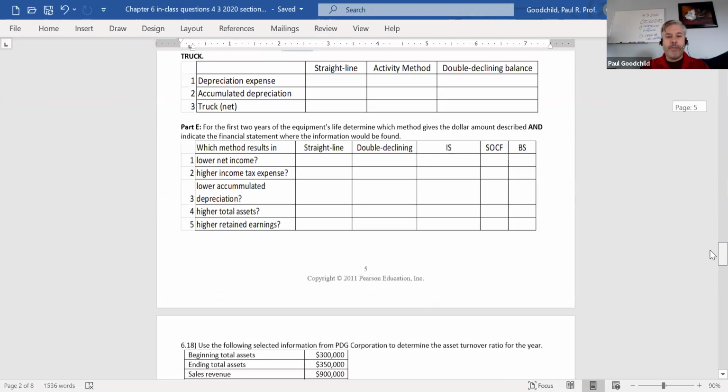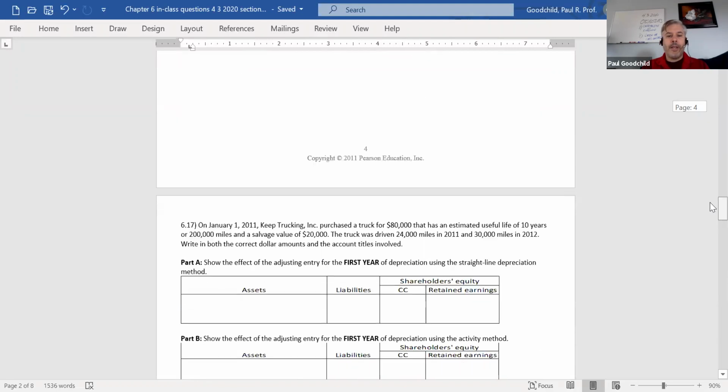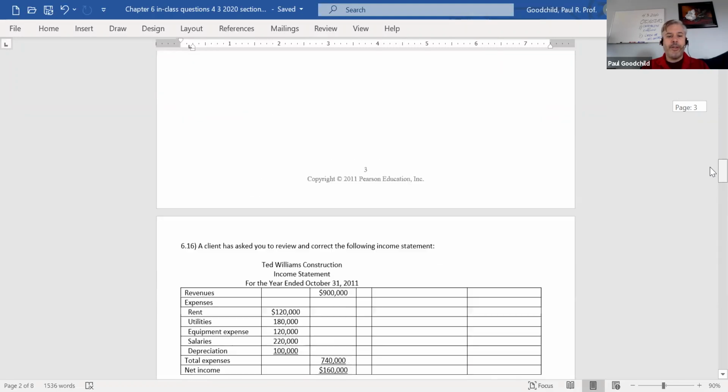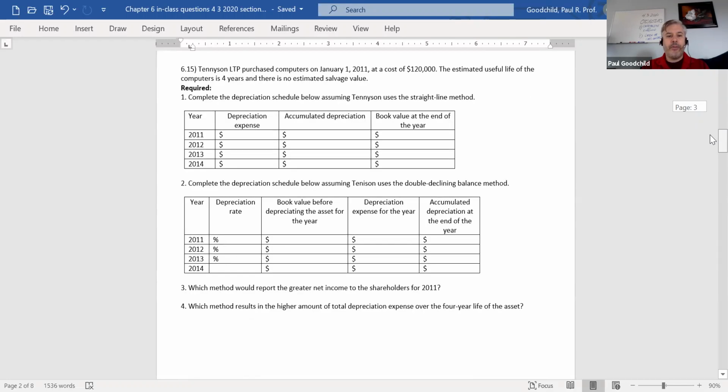Now, normally I would jump down to sort of the big problem, but your homework largely focuses on calculating depreciation. And so I want to do as many of those types of questions as possible. Now I'm going to skip the straight line because that's pretty easy. I'm going to move to the double declining balance method here.